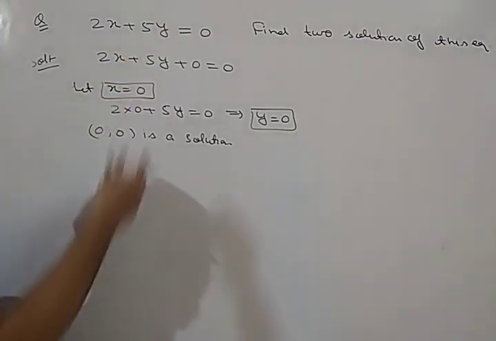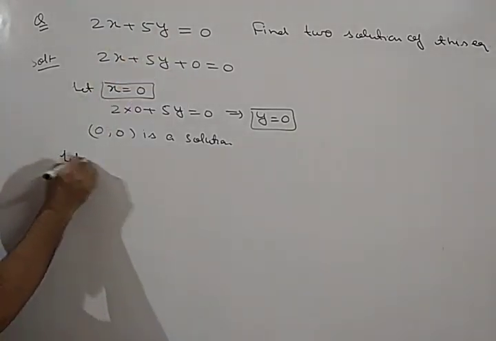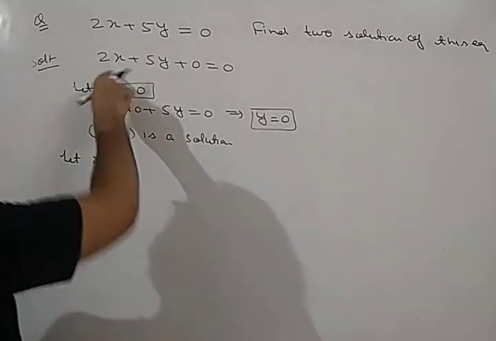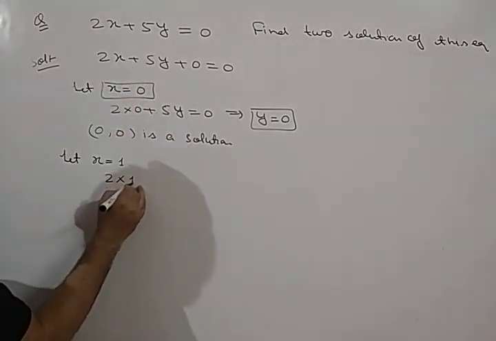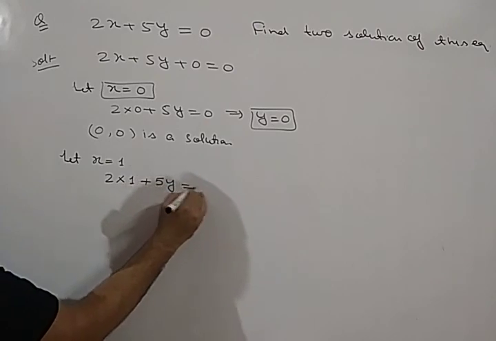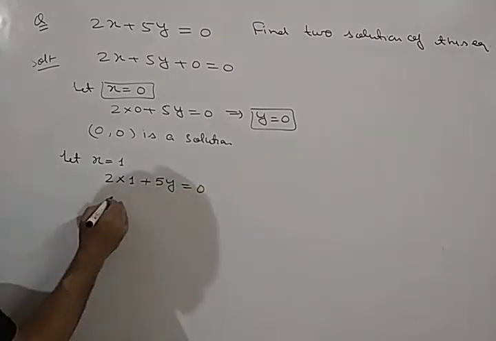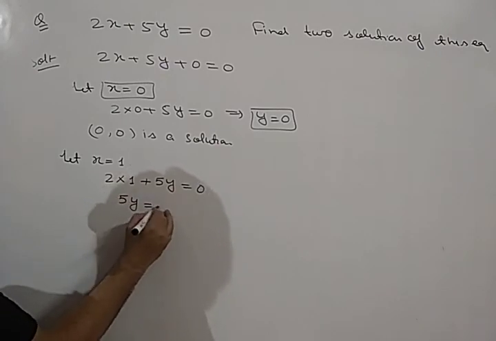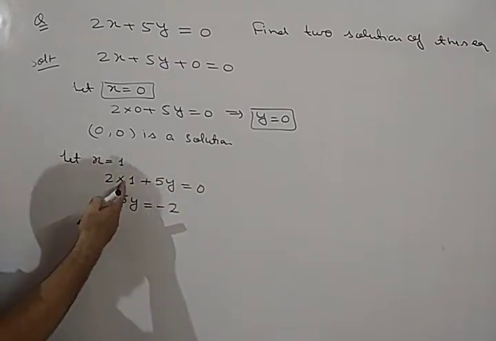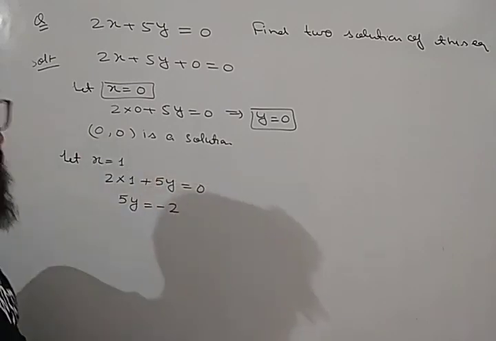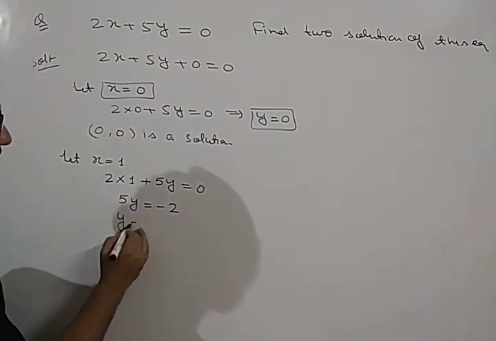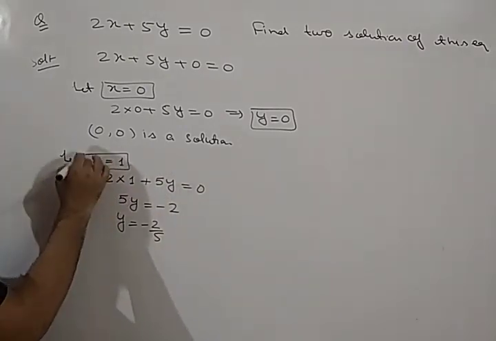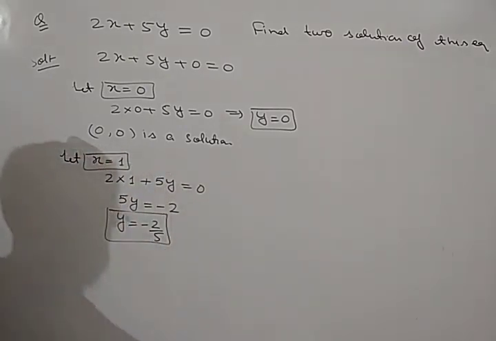Now we have to find the second solution. So let x be equal to 1. Okay, now we are taking x equal to 1. So we will get 2 into 1 plus 5y equals to 0. Now 2 into 1 is 2. So we can write it as 5y is equal to minus 2, taking this 2 to the right hand side. So 0 minus 2, it will be minus 2. So the value of y will be equal to minus 2 upon 5. So at x equal to 1, y is equal to minus 2 upon 5.